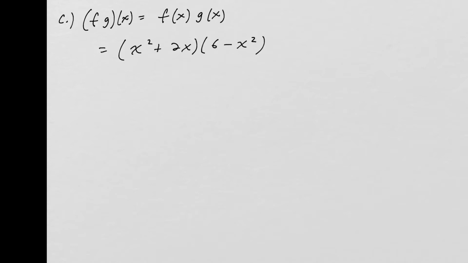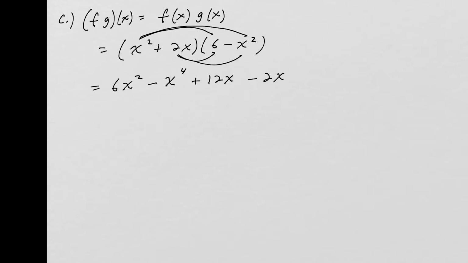But really, the way to think about this is, when you multiply polynomials like this, each term in the first polynomial gets multiplied by every term in the second polynomial. So the x squared gets multiplied by both those terms, and then 2x gets multiplied by both those two terms. If I do x squared times 6, that's 6x squared. If I do x squared times negative x squared, that's negative x, and remember, I add the exponents, so x to the fourth. And then I have 2x times 6, which is plus 12x. And then 2x times negative x squared is negative 2x cubed.